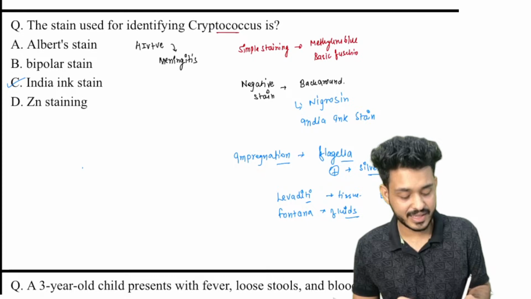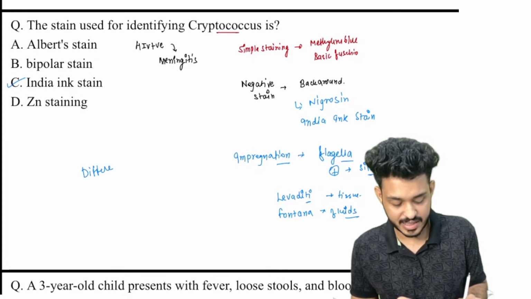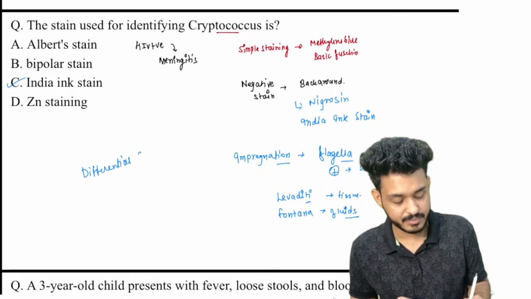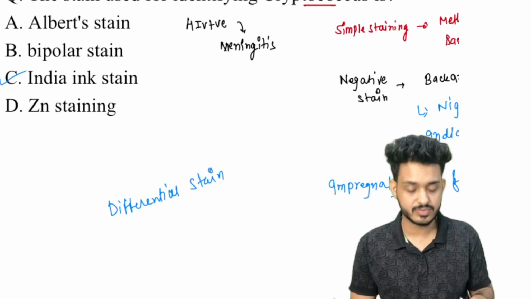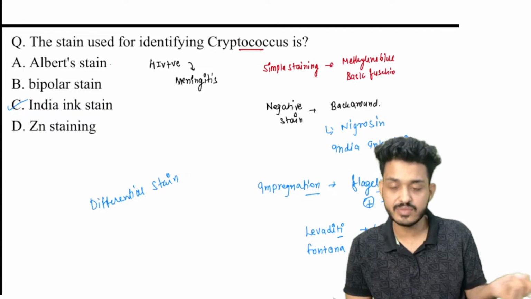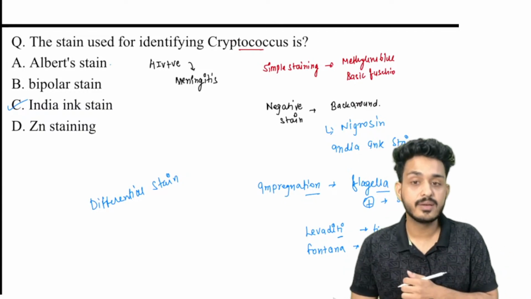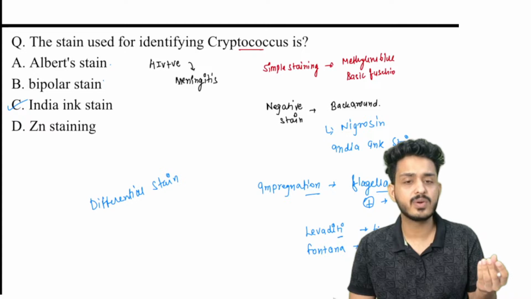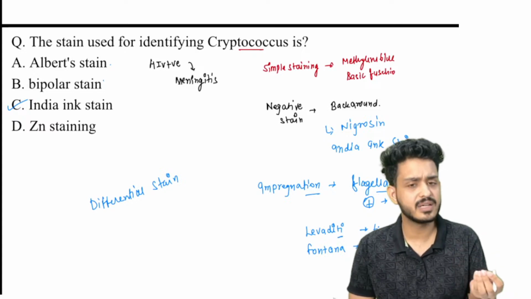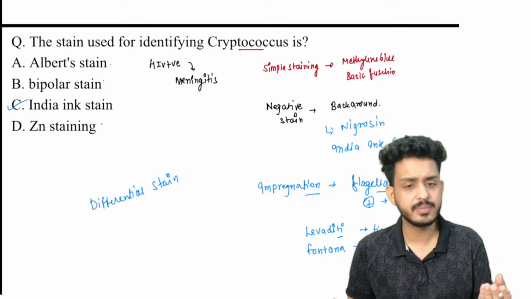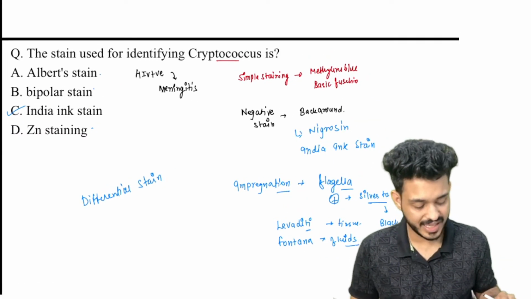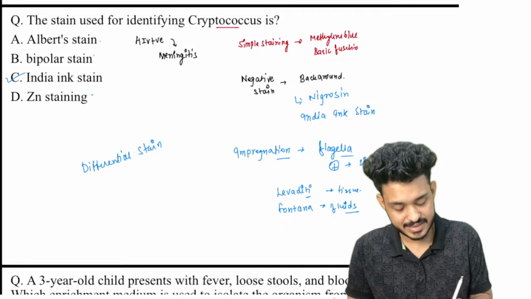And lastly, we have differential stain. Whatever options are left, they are the differential stains, differentiating between two bacteria. The first one is Albert staining, used for diphtheria. Then bipolar staining, which gives a safety pin appearance with multiple bacteria. And ZN staining we do for TB-like organisms. So the answer will be C, India ink.